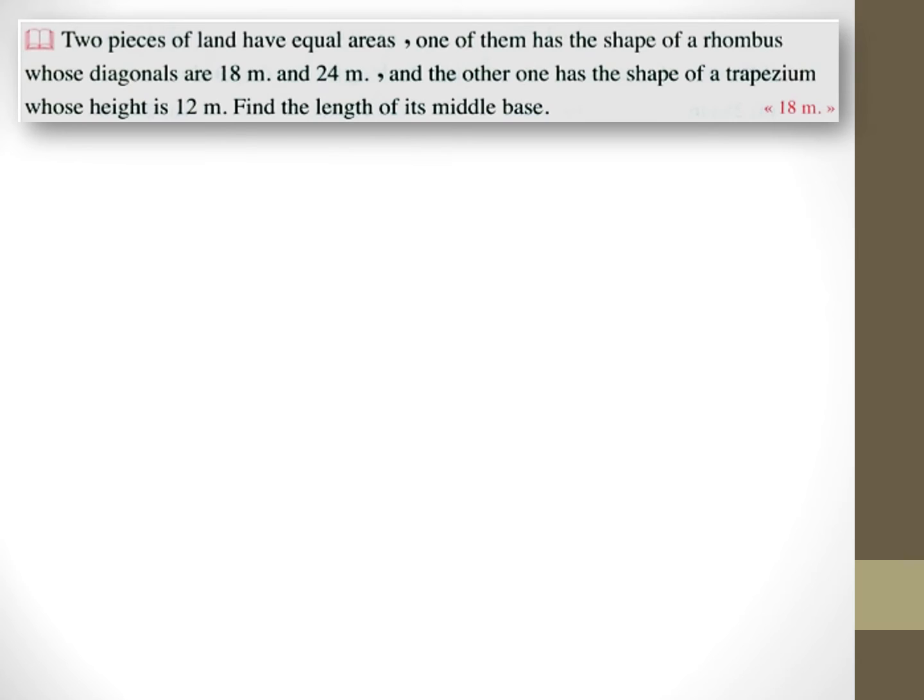Another example: two pieces of land have equal areas. One of them has the shape of a rhombus whose diagonals are 18 and 24 meters, and the other one has the shape of a trapezium whose height is 12 meters. Find the length of its middle base. Since the two pieces of land have equal areas, we can find the area of the rhombus and the trapezium will equal it.